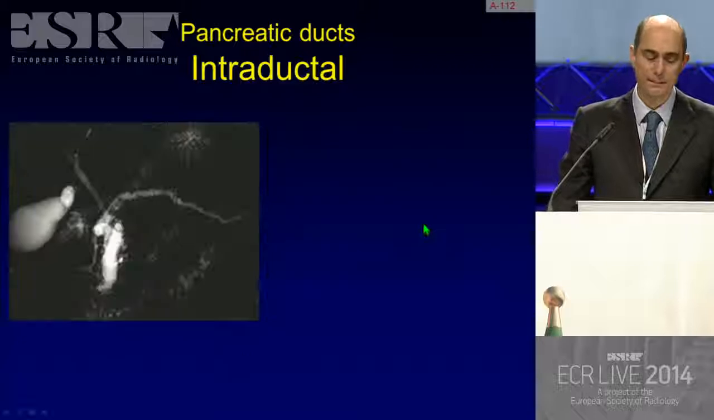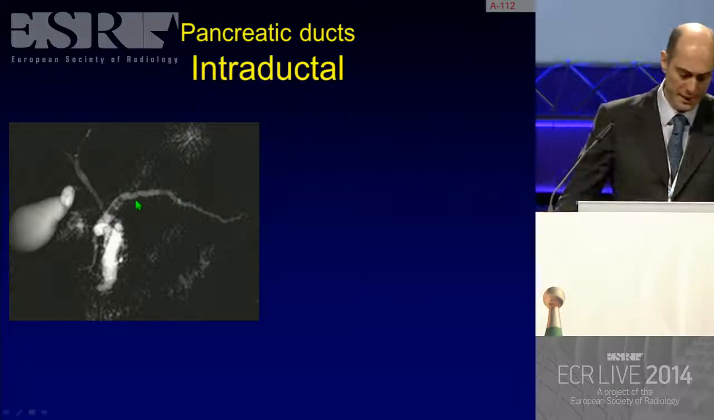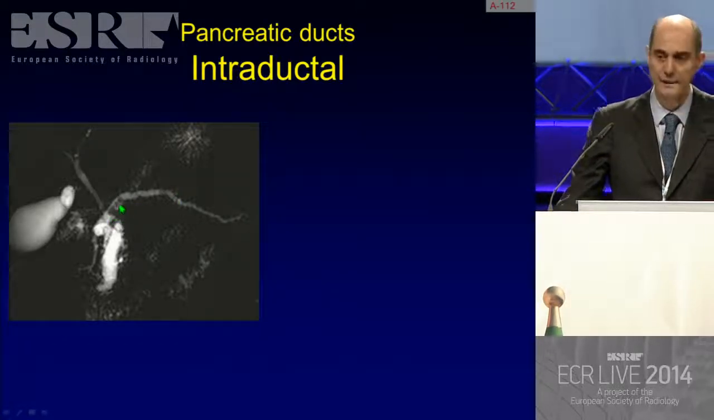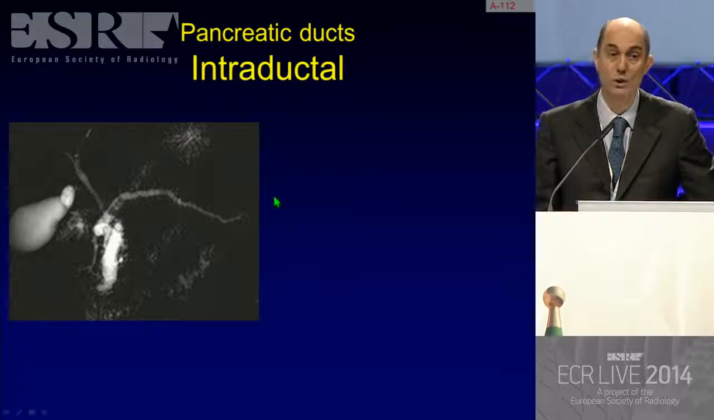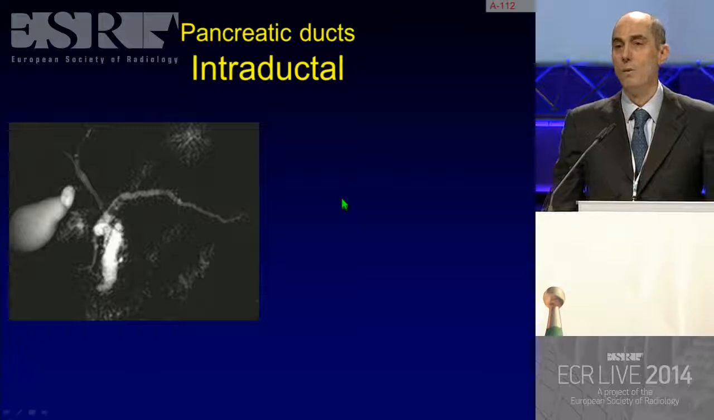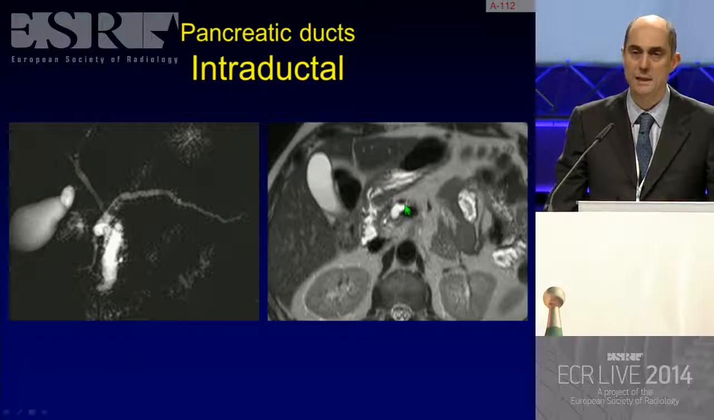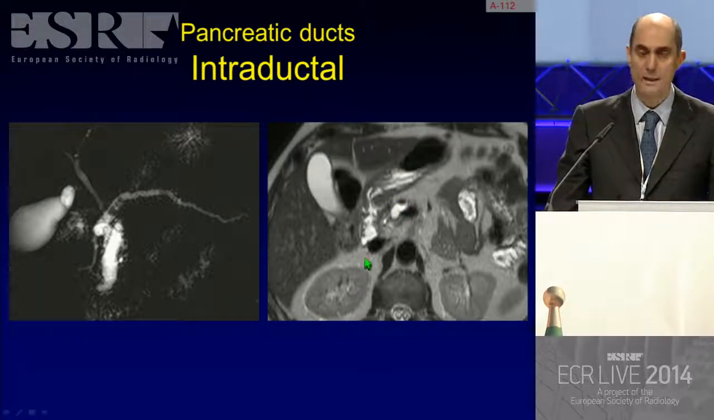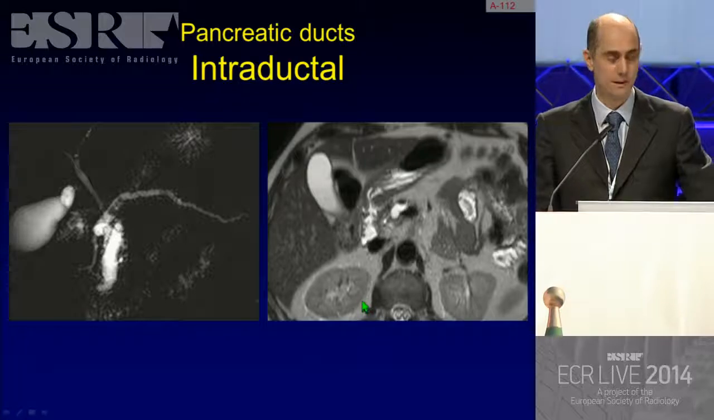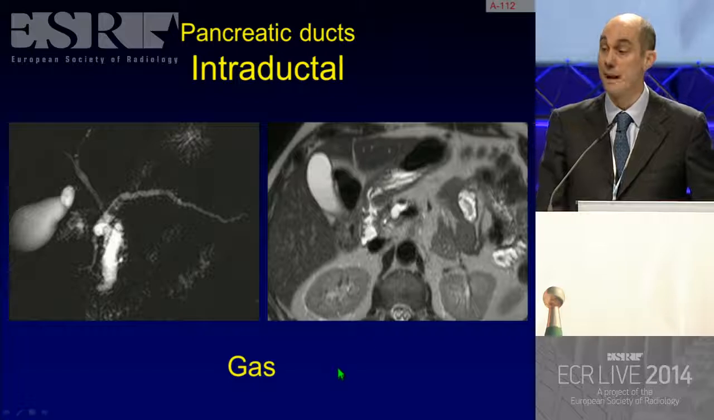But let's see this other patient. Again, we do see dilatation of the Wirsung duct. We do see endoluminal filling defects. Are these stones in a patient with chronic pancreatitis? Well, the answer is in this T2 weighted image, in which we see a non-dependent endoluminal filling defect, in this patient that underwent sphincterotomy, and this is represented by gas.